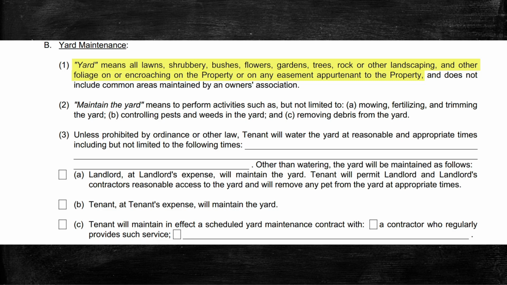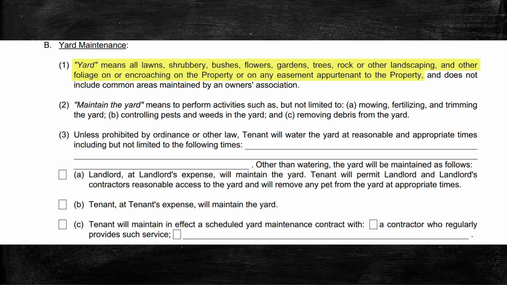It does not include common areas that are maintained by an owners association, but when it comes to the yard, the definition is pretty extensive. It's a lot more than just mowing the grass. It includes shrubs, bushes, flowers, gardens, trees, any kind of rock or other landscaping. All of that has to be maintained as part of the yard.